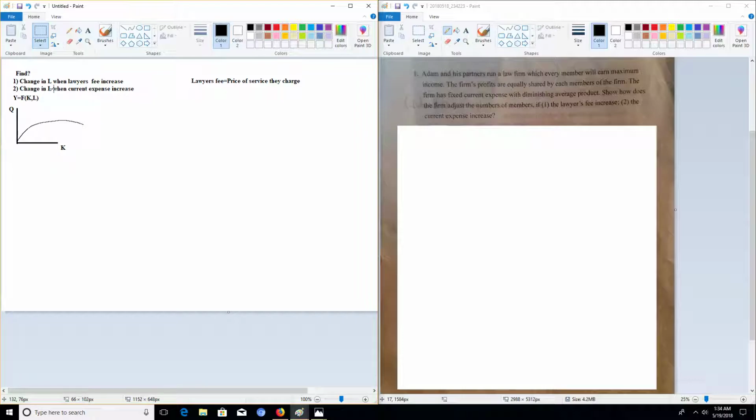And 2, the change in L, labor, when current expenses increase. So we'll talk about that, current expenses, after. There's another thing we should know from this first part. The change in labor when lawyers' fees increase: the change in labor and the change in the price that they charge for their service are going to have a negative relationship.